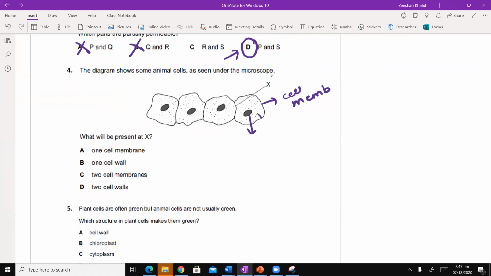That's the nucleus, that's the cytoplasm. Okay, what will be present at X? Okay, that's an interesting question.